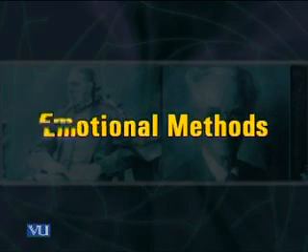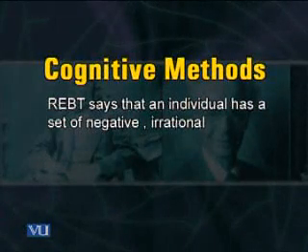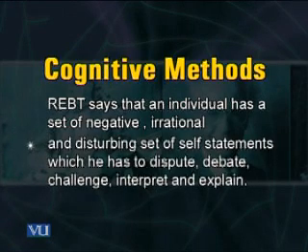REBT is basically a therapy which focuses on changing irrational beliefs with rational beliefs, and tries to make an individual adjust to his life. And there are 3 sets of techniques that REBT focuses on: cognitive techniques, emotional techniques, behavioral techniques. Cognitive methods or techniques. REBT says that an individual has a set of negative, irrational, disturbing self-statements which he has to dispute, debate, challenge, interpret and explain.